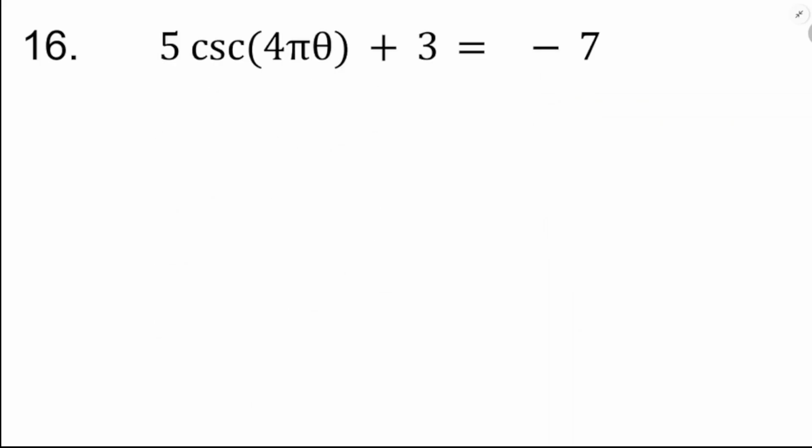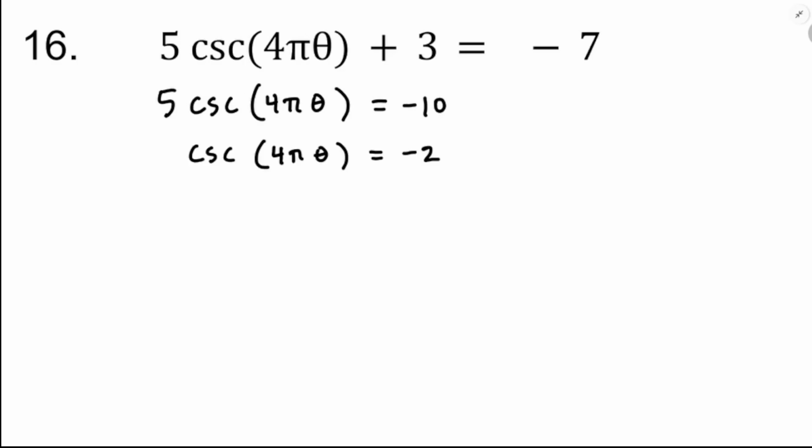With this equation, we're just going to approach it the same way we have the rest of them. The fact that it's cosecant, we'll just isolate that cosecant and then turn it into 1 over sine, and we'll just go from there. So I'm going to start by subtracting 3 from both sides. So I'll have 5 cosecant 4 pi theta equaling negative 10. Then I'll divide both sides by 5. I'll have cosecant of 4 pi theta equals negative 2.